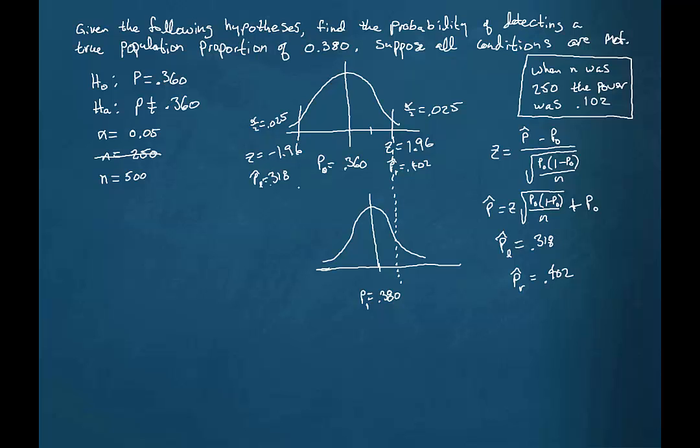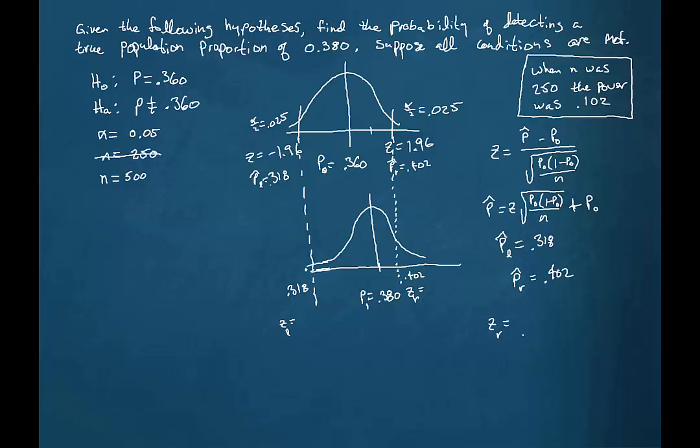And then 0.318 lands farther out here to the right, with less area out here in the tail. So we have 0.402 here and 0.318 here. Now let's find z-values associated with those two values. So we'll have a right-hand z-value and a left-hand z-value. We'll calculate those values again using this same formula.